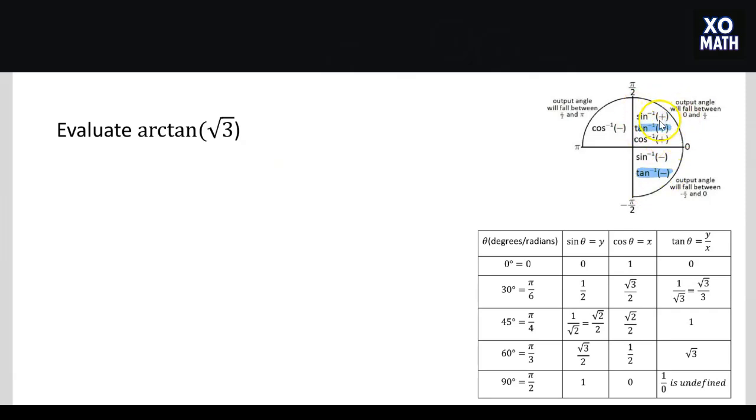Well, it's going to have to be quadrant 1, where tangent is positive, and that means that I can reference this table again. So I can look at the tangent column, find the output of radical 3, and recognize that it came from an input angle of pi over 3.